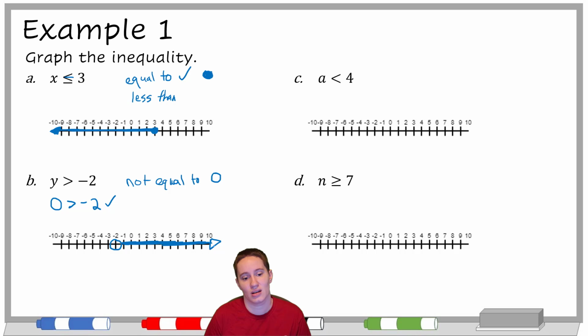And then we put an arrow at the end. I was going to show you a different way of shading this that made it look different, and I forgot to. So I'll do that hopefully on the next one. A is less than 4. So I think, is this equal to or not equal to? It's not equal to. So we're going to put an open circle at 4.